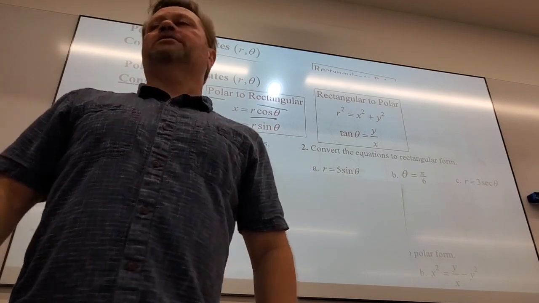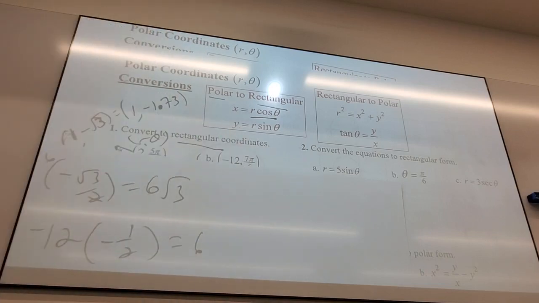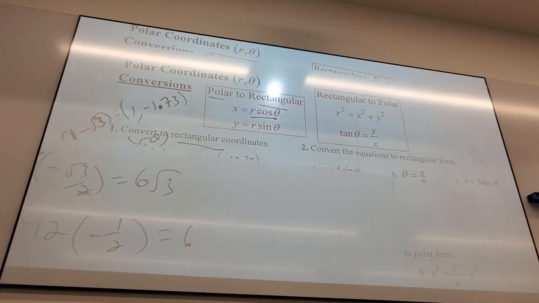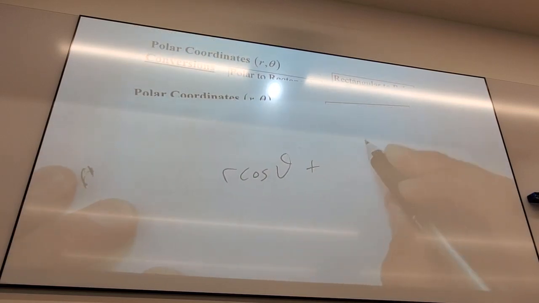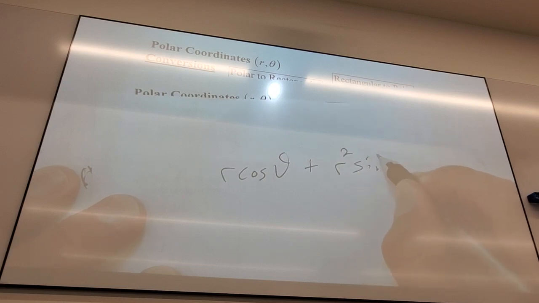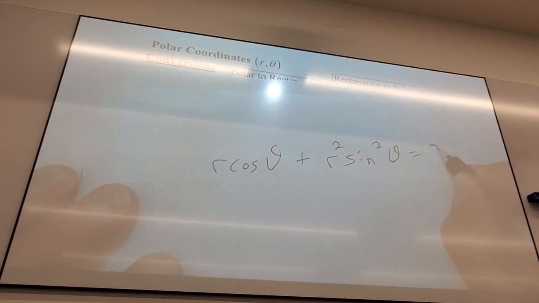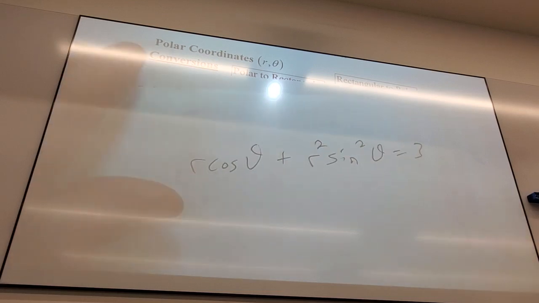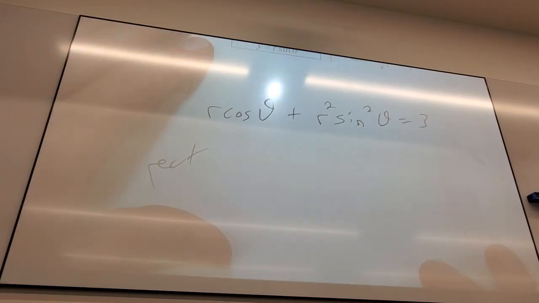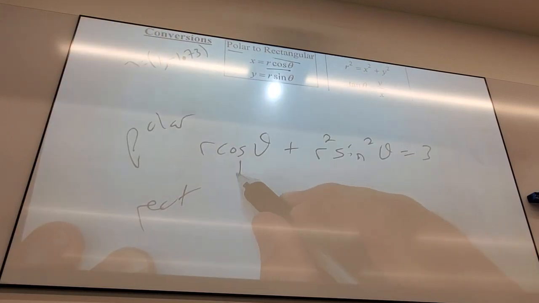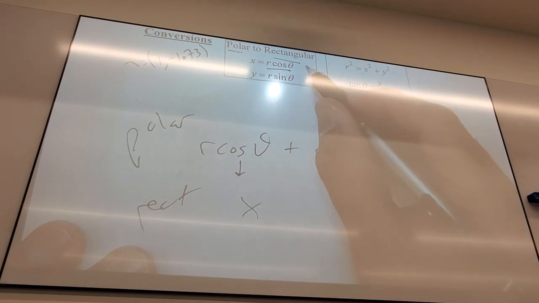I need you to understand. So let's do a simpler example here. If I had r cosine theta plus r squared sine squared theta equals 3. What's r cosine theta in rectangular? So this is polar. I want to take it to rectangular. What's r cosine theta? x. R cosine theta is x.